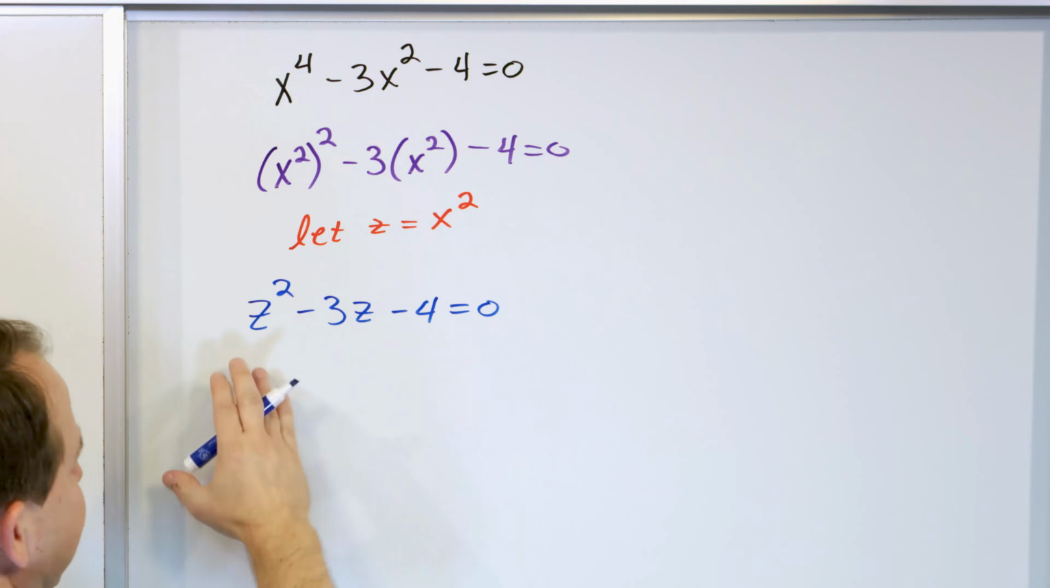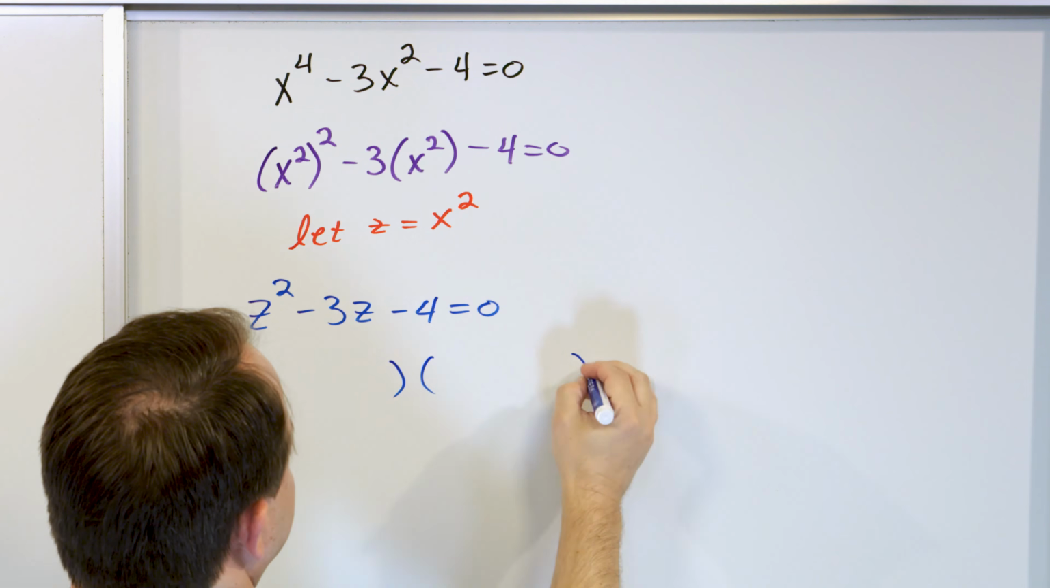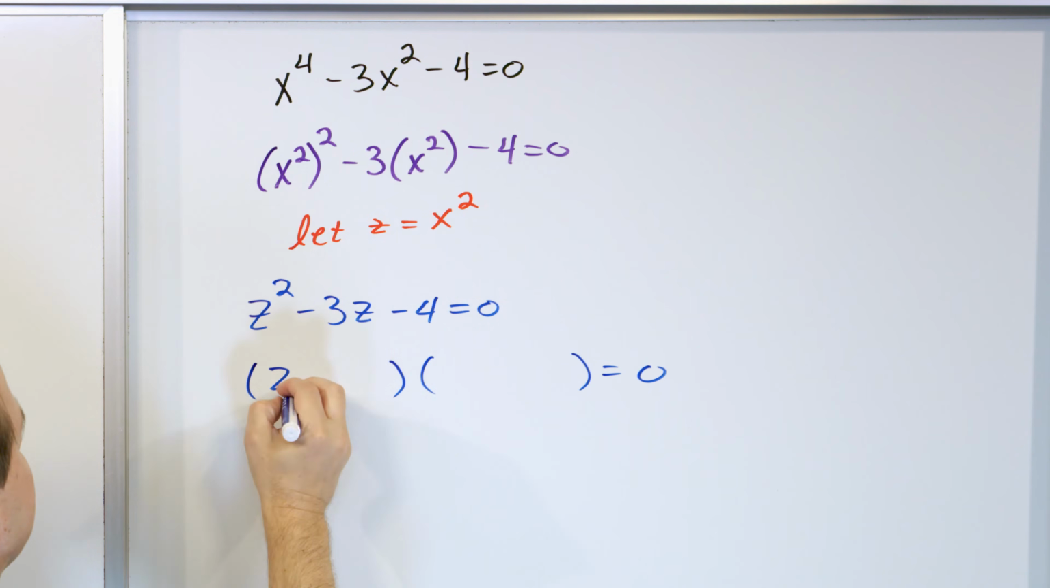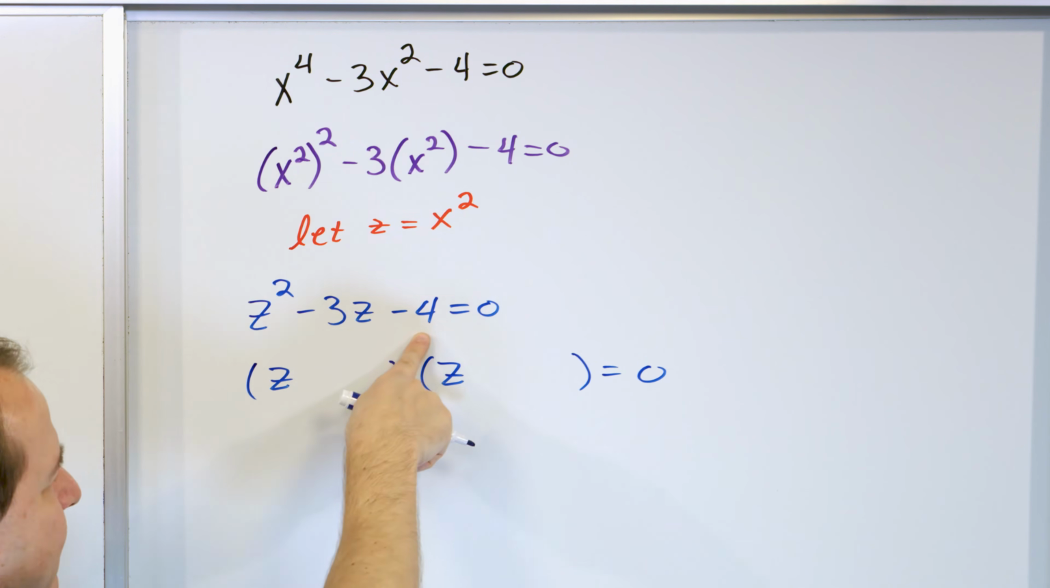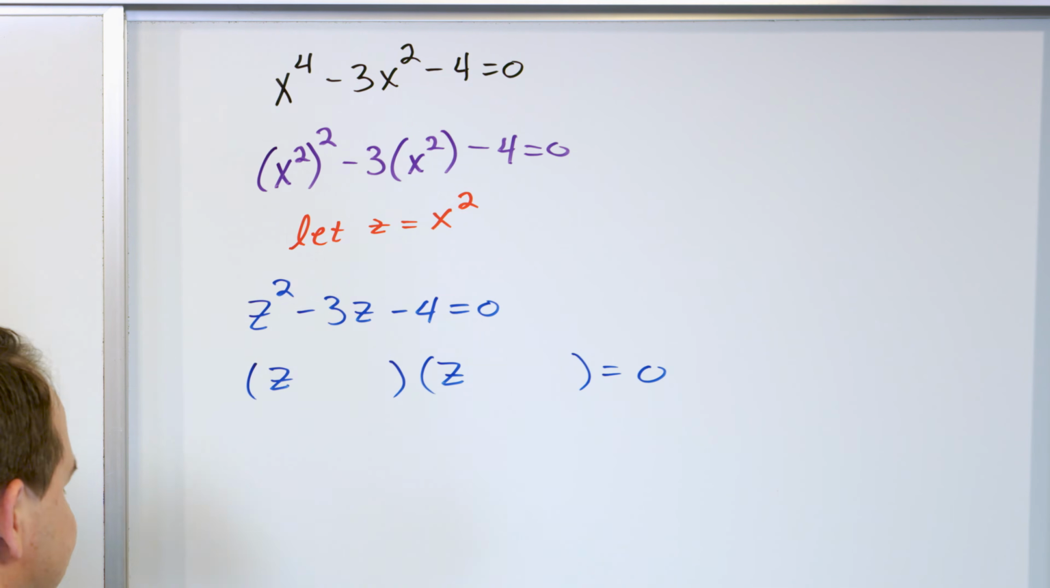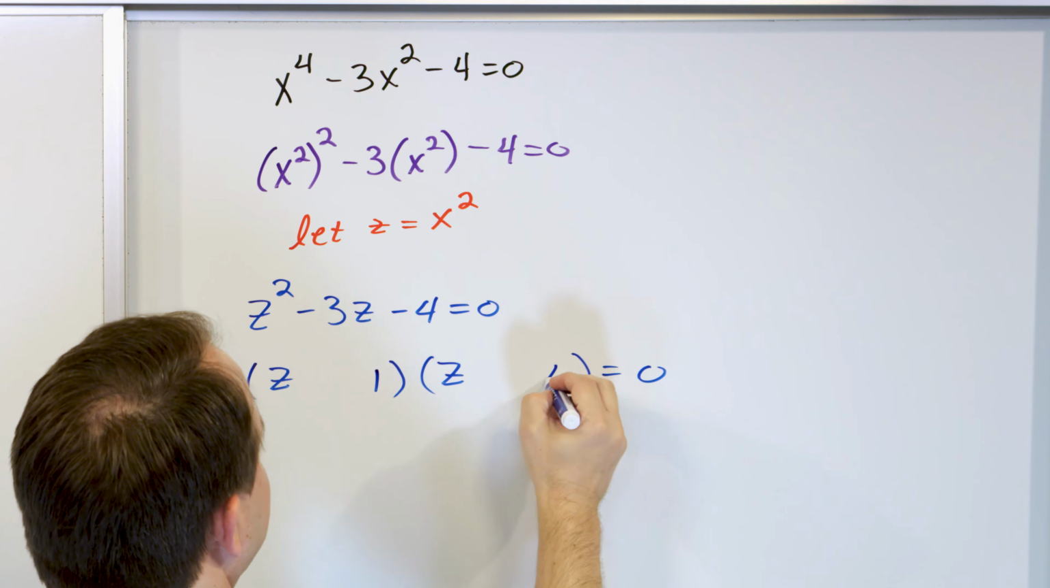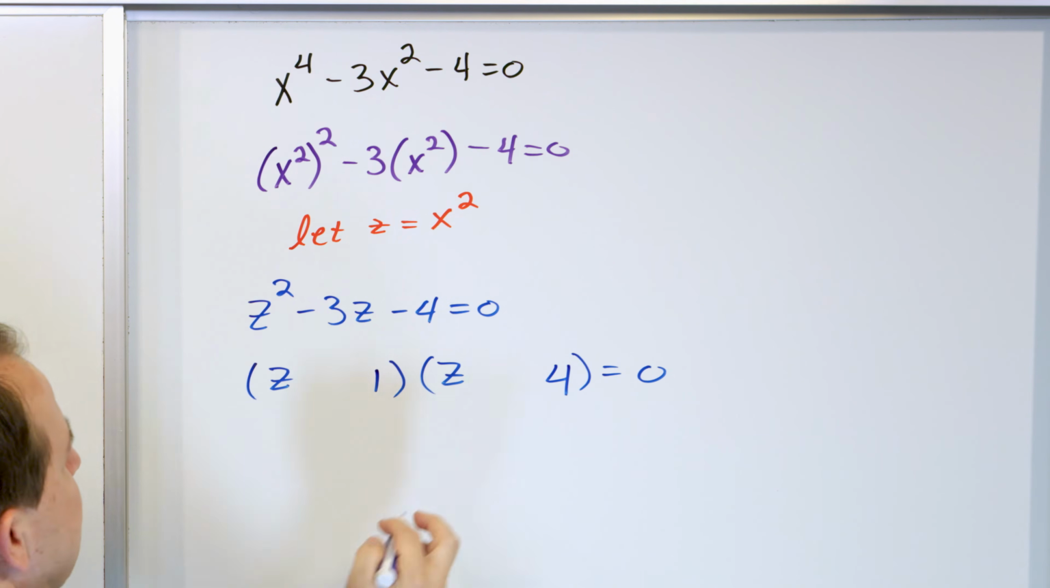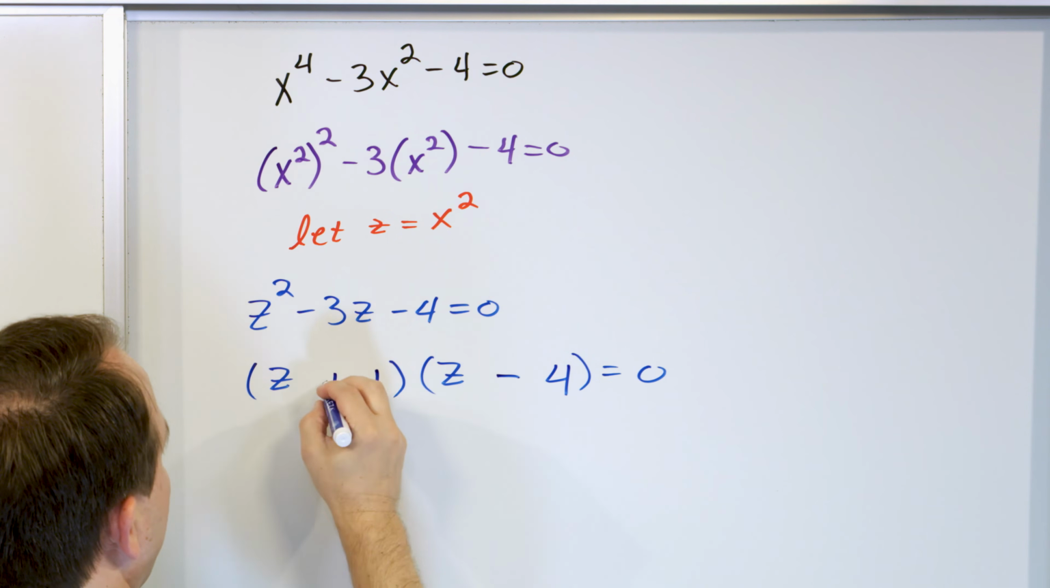Now I need to try to solve this. I can do the quadratic formula, but I always try to factor first. I have a z. I have a z. I could do 2 times 2, but that's not going to be able to add or subtract to give me 3. So instead I'm going to do 1 times 4, and I'm going to try to get the signs right. So I have a negative sign here, so the only way it's going to work is like this.